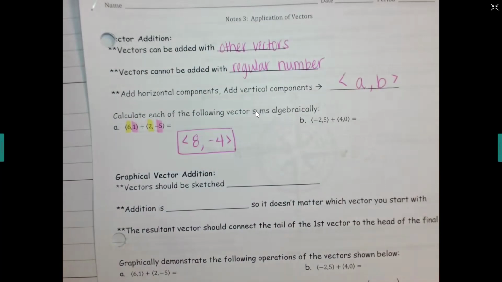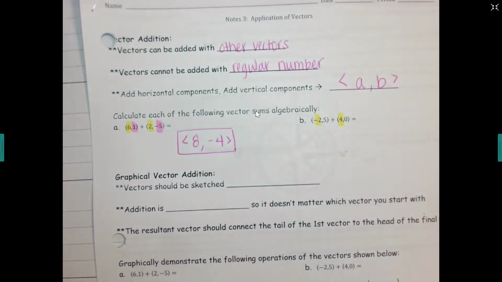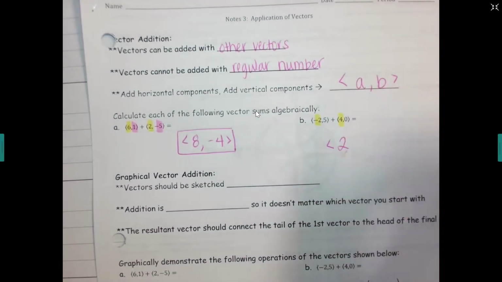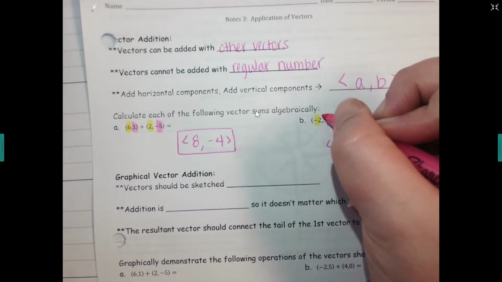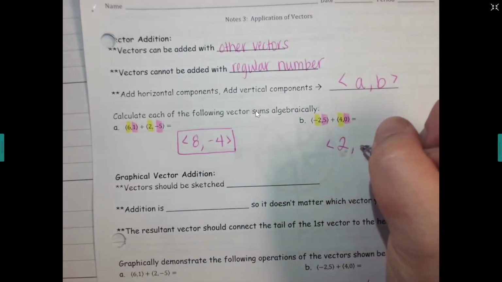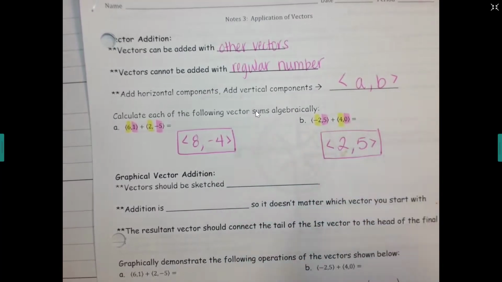Let's do the second one. We're adding the x's and the y's. So my x's are a negative 2 and a 4. Add those up. That would be a 2. And then my y's are a 5 and a 0. 5 plus 0 is still 5. Now, if there was a multiplier on one of those vectors, which neither one of those happen to have, remember, you would multiply first, then add the pieces second.